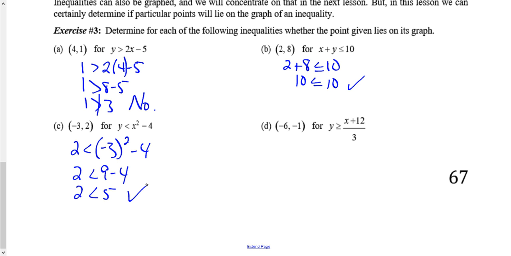All right, last one here. We're going to use a number. Negative 1, is that greater than or equal to negative 6 plus 12 over 3? What's that on top? Negative 6. Is negative 1 greater than or equal to what?